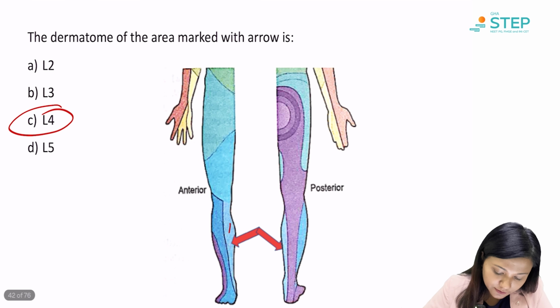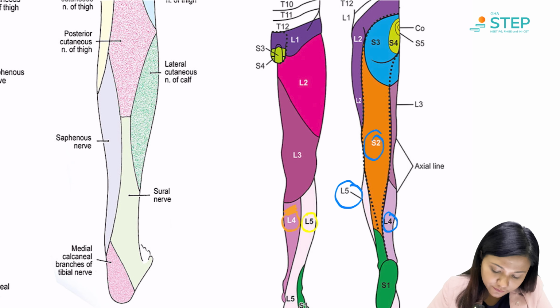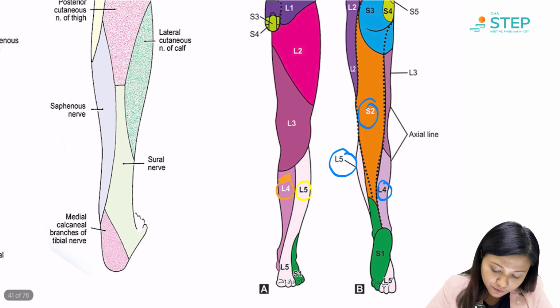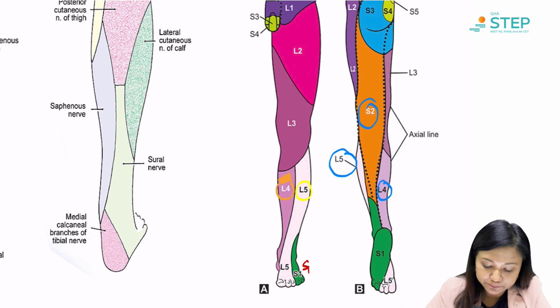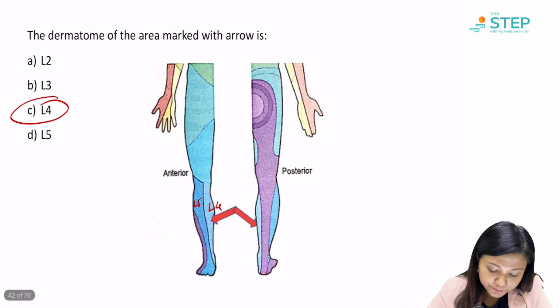Okay, this will be L4, this will be L5. As you can see, this is L4, L5, and below you have S1. From medial to lateral, if you go, L4, L5 and S1. So that is about the dermatome.